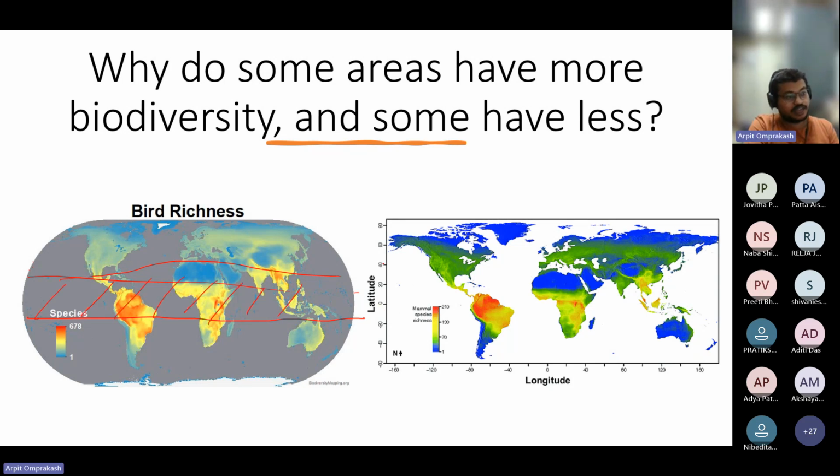Similarly, you can see that mammals also follow a similar distribution where there are more species around the equator, but very few species if you go around the poles. And this pattern is common for all the different kinds of organisms that we find, such as plants, amphibians, even reptiles and all that. But since it's a very common pattern, the question arises, why do these areas have more biodiversity and the other areas, such as the poles, have less biodiversity?